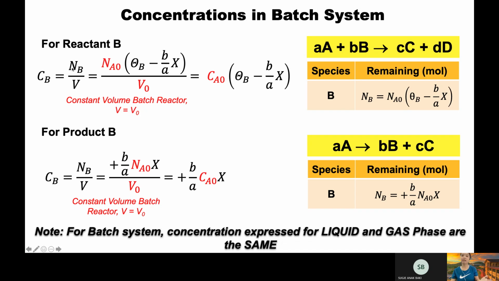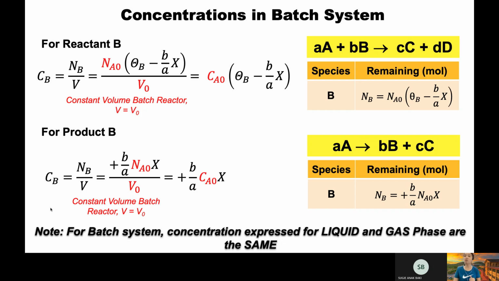So NB, you look at the table, NB is equals to Na0 in bracket theta B minus B per A X. So I replace Na0 in bracket theta B minus B per A X. I divide again with assumption volume reactor does not change, inlet outlet sama. So I replace V with V0. So I don't do this just for nothing. Sebab nanti I can do Na0 per V0, I will get Ca0. So Ca0 in bracket theta B minus B per A X. So now saya dah express CB in the form of Ca0 in bracket theta B minus B per A X.